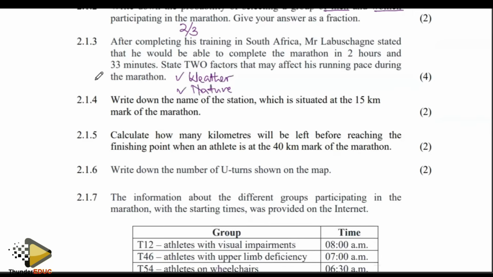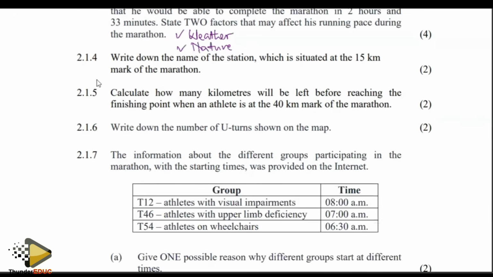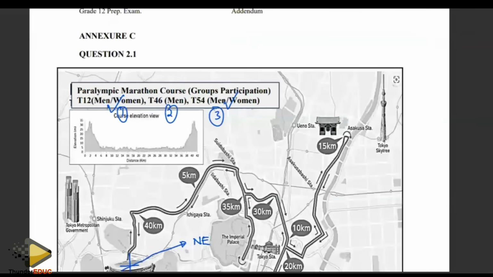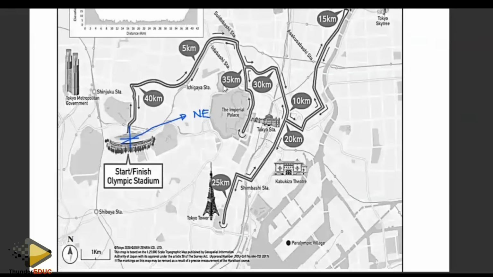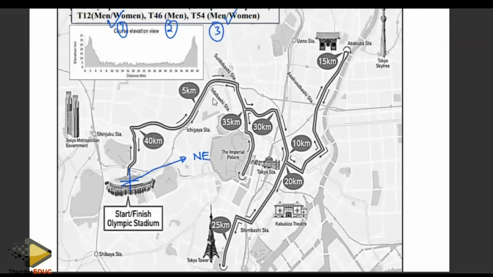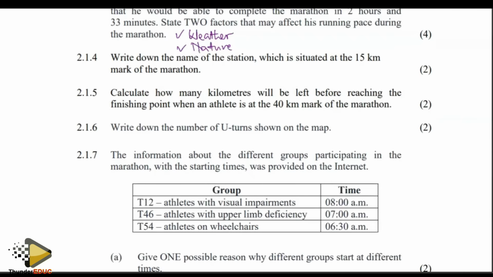Okay, 2.1.4. Write down the name of the station which is situated at 15 kilometers mark of the marathon. We come here, we look for 15. That's the first thing we do. 15 kilometers. This is 15 kilometers. So the station is supposed to be Asakusa station.